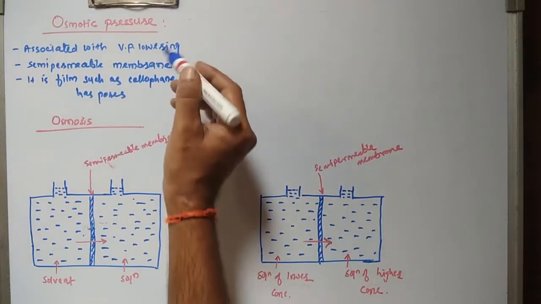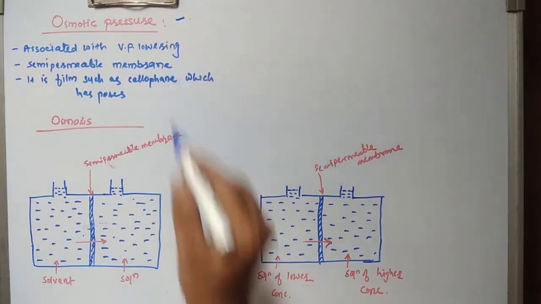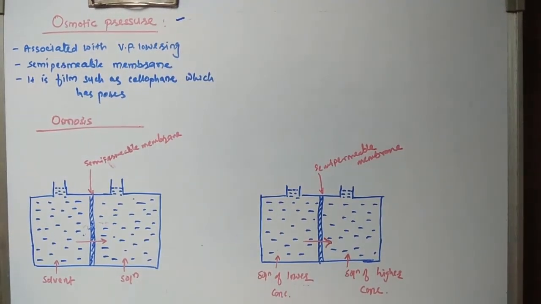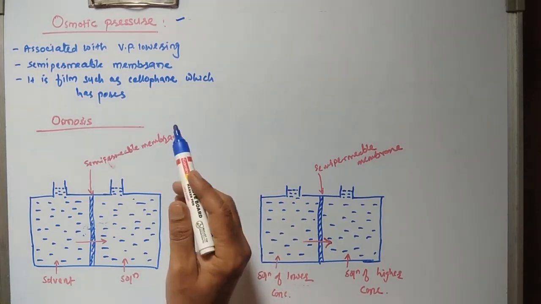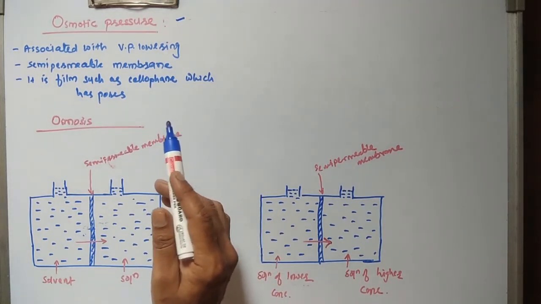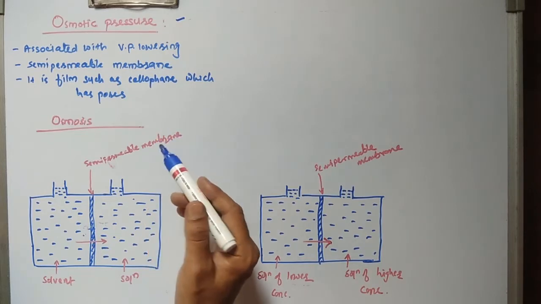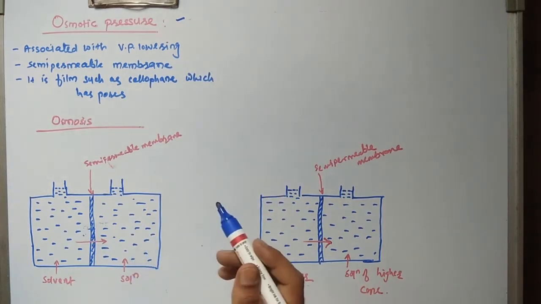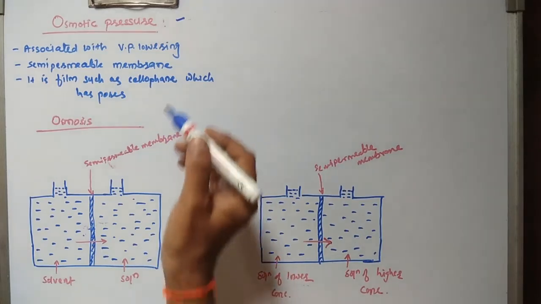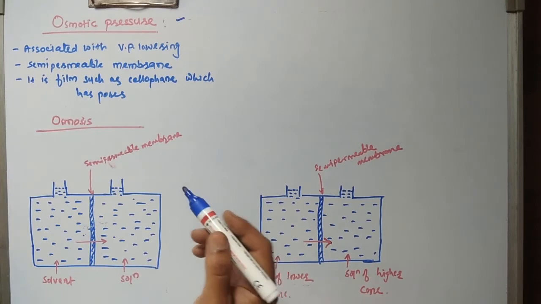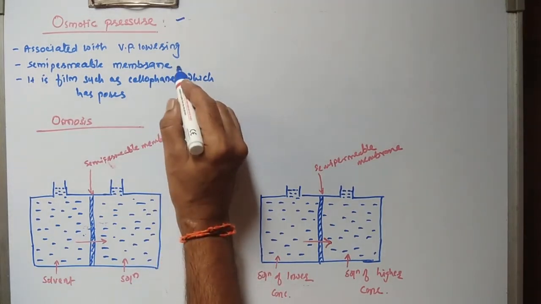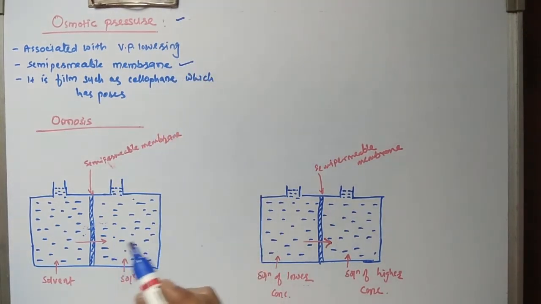Let us study the next colligative property, that is osmotic pressure. Like boiling point elevation and freezing point depression, the osmotic pressure is also associated with the vapor pressure lowering, and it can be used to find out the molecular masses of the dissolved solute. Next, to study the osmotic pressure, we have to use a semi-permeable membrane.